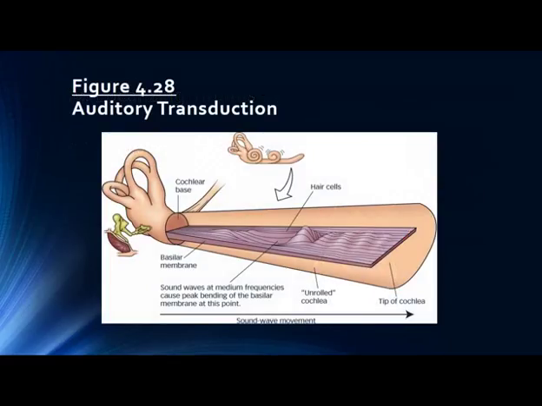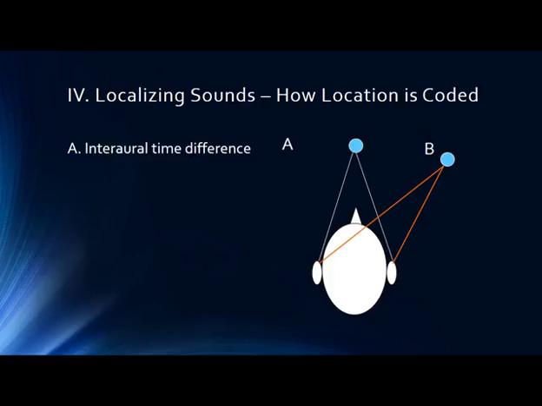So the next thing to talk about with the auditory system is localizing sound. This is very similar to the idea of binocular disparity in vision. Basically, we're using the difference between our two ears as a way in which to code where a sound is coming from. Sound travels very slowly, around 700 miles an hour, which sounds fast, but from the brain's perspective, it's pretty slow compared to light. Light's 186,000 meters per second.